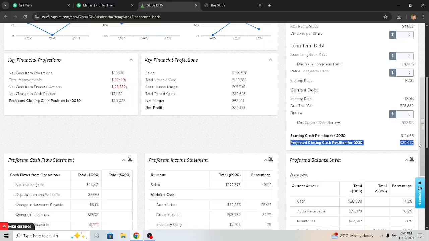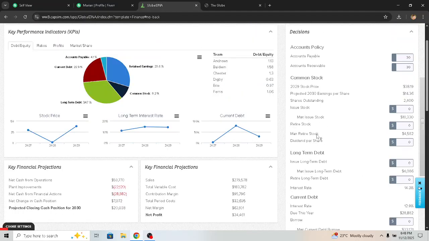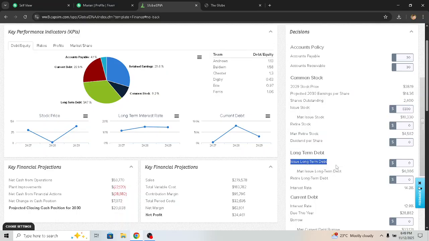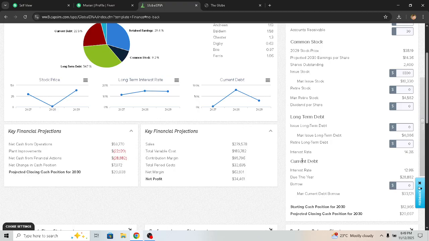That's actually $20,037 in profits. So with this, we just thought we should borrow some other cash so that in case we have other things we should fund, we will be good to go. So we decided to spend here 8,330 for our issue stock. If you want to raise money, we issue stock. With the issue stock, we issue long-term debt, which is here, or we issue the current debt.